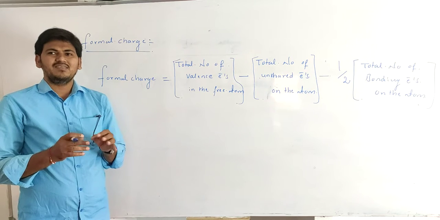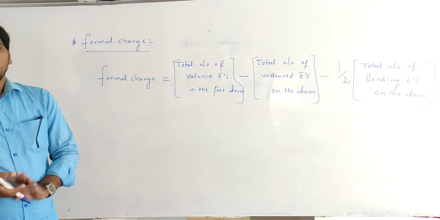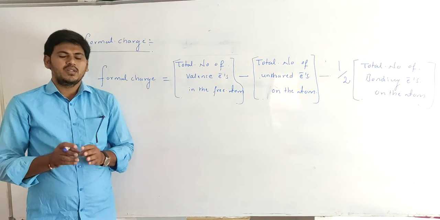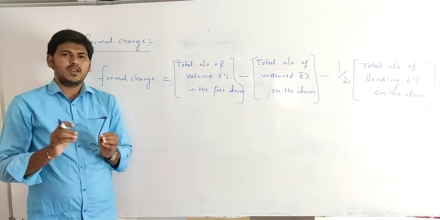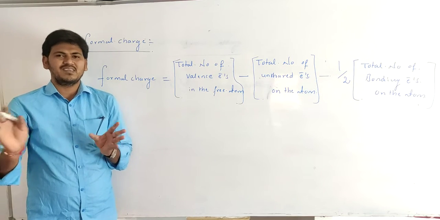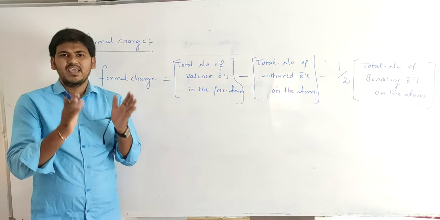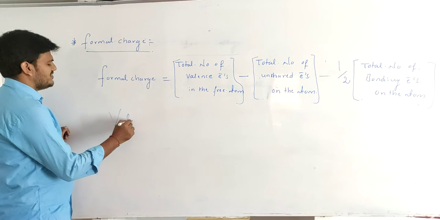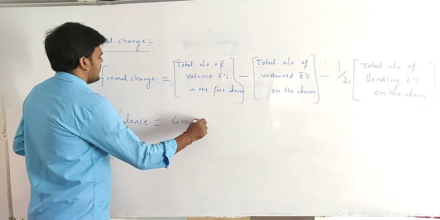Valency is always equal to the group number. For example, first A group elements have valency 1, second A group valency 2, third A group valency 3, fourth A group valency 4, fifth A group valency 5, sixth A group valency 6, seventh A group valency 7, eighth A group valency 8.